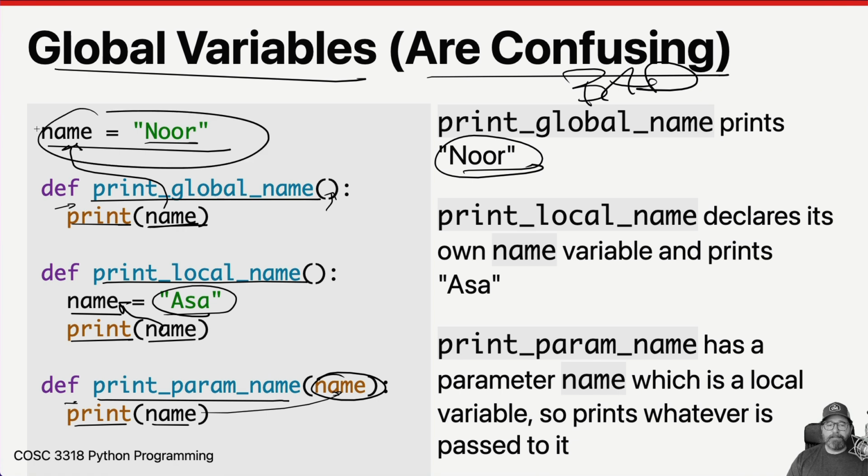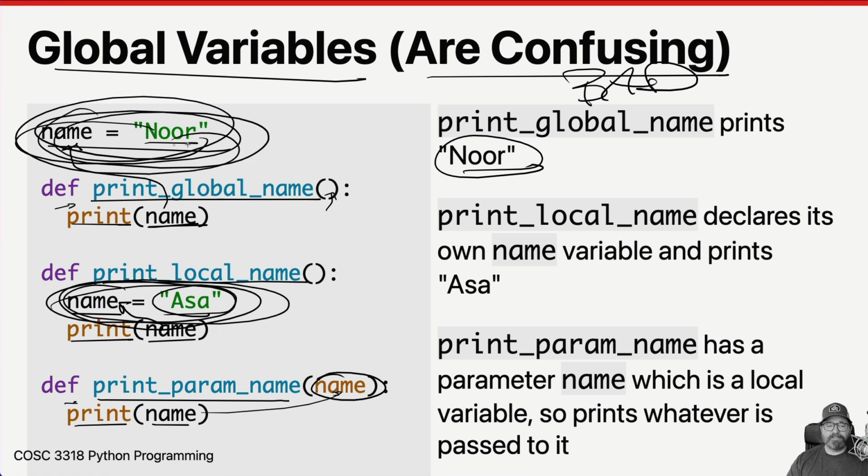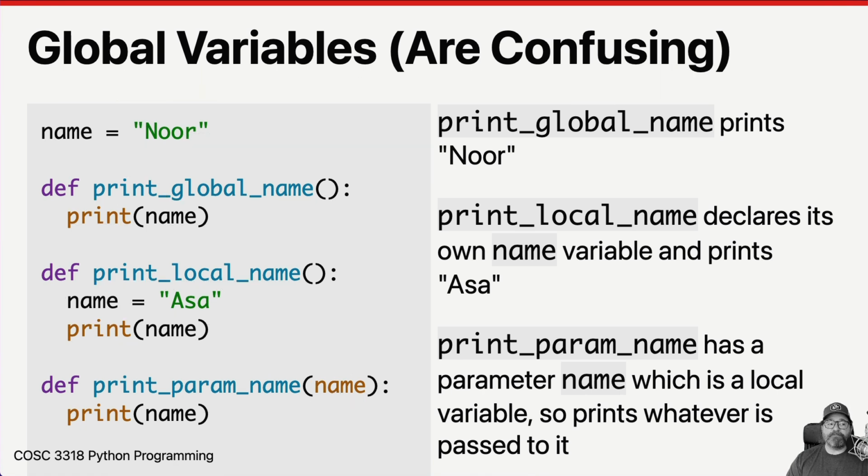What about this name up here? Here I set name is equal to ASA. Why does it not change this name? Global variables are confusing. Let's never use them ever. Okay. That was my little ranty rant box there.